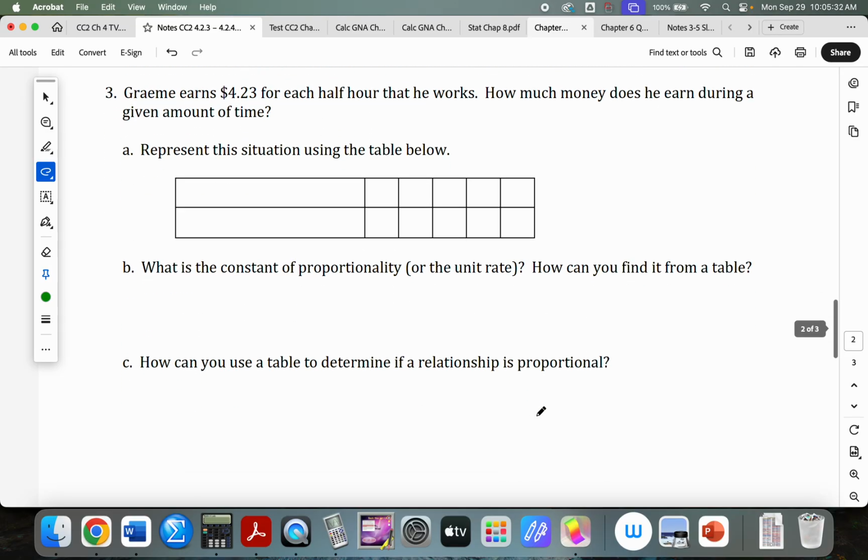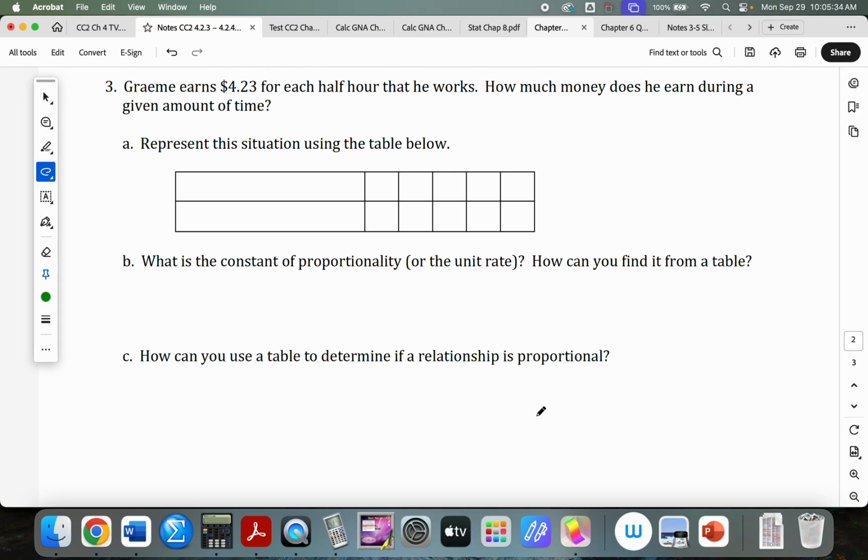All right, let's move on to some other examples. Graham earns $4.23 for each half hour that he works. How much money does he earn during a given amount of time? So let's use this table. We need to label them. So money earned in dollars, and then the time in hours.